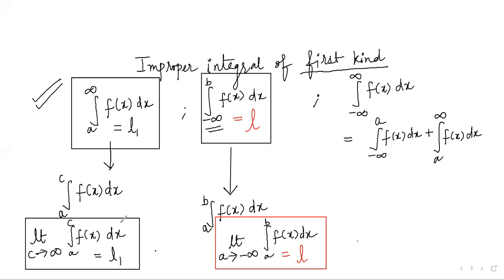So we will be considering these integrals first, then in the next step after finding these integrals, we will be considering the limits. If we are getting limits as a finite number, if the limit exists, then these integrals will be convergent.